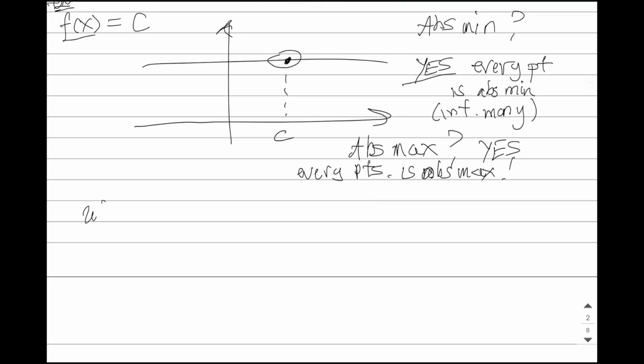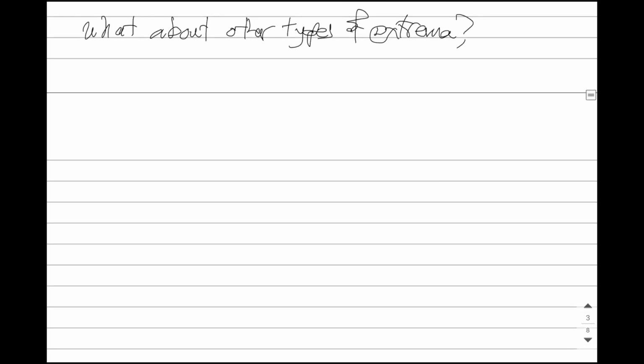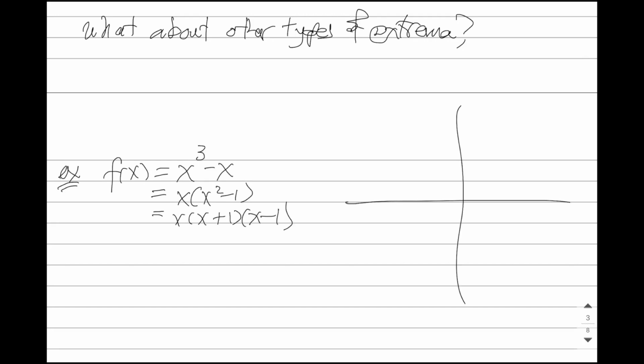So we've spent a bit of time talking about absolute or global minima and maxima, the highest, the lowest. So what about other types of extrema? You might say, well, what other types are there? And as a nice example, here is a polynomial function, x cubed minus x. So this function can easily be factored. Why might you want to do that? Because the factorization will help you graph it. So from high school, you should have learned that this function crosses the x-axis in each of those places once.